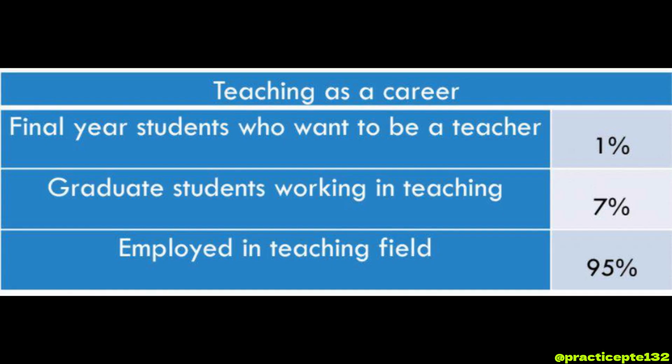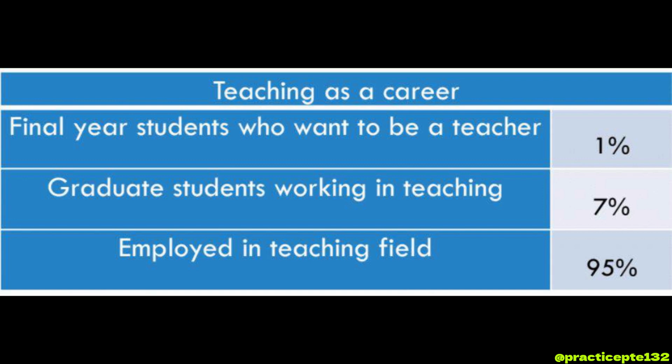The following graph gives information about teaching as a career. The items include final year student who wants to be a teacher, graduate students working in teaching, employed in the teaching field. According to this graph, the value of final year students who want to be a teacher is around 1%. And the value of graduate students working in teaching is around 7%, which is higher.